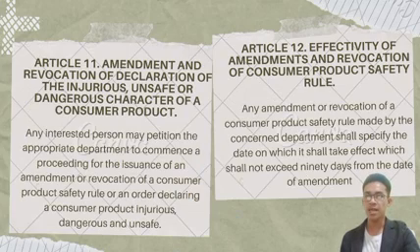Article 11, the amendment and the revocation of declaration of the injurious, unsafe, or dangerous character of a consumer product. So any interested person may petition the appropriate department to commence a proceeding for the issuance of an amendment or revocation of a consumer product safety rule or an order declaring a consumer product injurious, dangerous, and unsafe. So, for example, katong nakita nako sa balita na isa ka stall sa milk tea, ang katong mga nagpalit atong milk tea na food poison. Then katong mga victim ato, they have the rights to maghatag sila og petition and makig-coordinate sila sa appropriate department nga mag-guide sa ila.